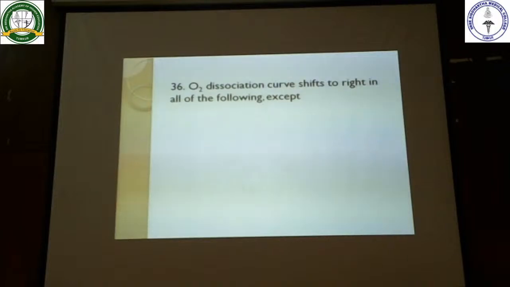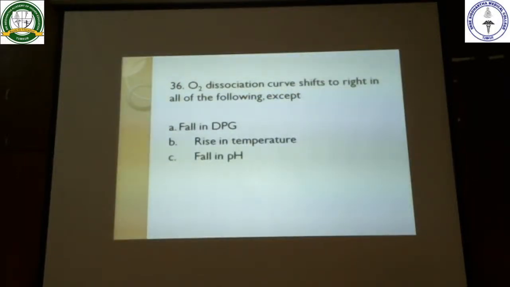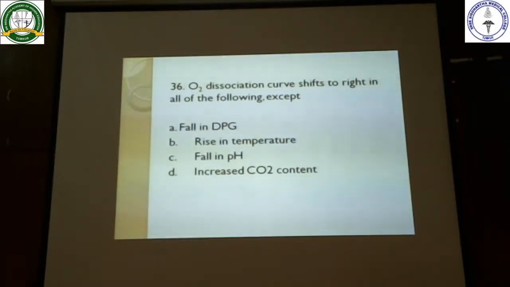Next question: the oxygen dissociation curve shifts to the right in all of the following except fall in 2-3 DPG, rise in temperature, fall in pH, increased carbon dioxide content. So you have this oxygen dissociation curve. Whenever it shifts to the right side, the hemoglobin loses its affinity and there will be unloading of oxygen. A shift to the left means there will be more affinity for oxygen by the hemoglobin, so there will be loading.